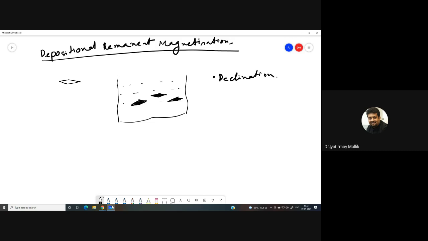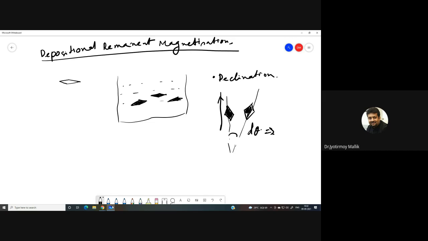Declination error means, suppose the magnetic field is this way and the grain was supposed to be oriented like this. But then the water came, and now I have the grain oriented like this. So here, this is what it should be, and this is where it is. So I have a delta theta, and this is what we call declination error.